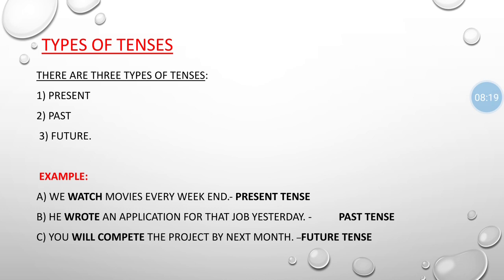You will complete your project by next month. Will complete: will, shall indicate the future aspect. So, will plus V1 indicates the future tense; it is a simple future tense. So, we saw the different kinds of tenses, that is present, past and future.